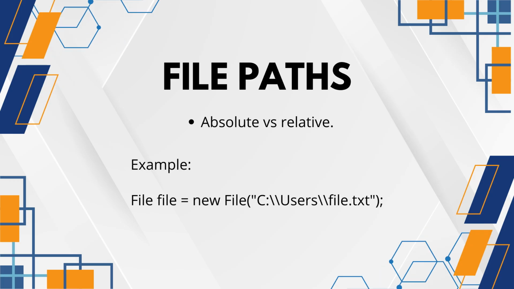To access files correctly, programmers must understand file paths. A file path specifies the location of a file within a computer's storage system. There are two common types of file paths: absolute paths and relative paths. An absolute path provides the complete location of a file, starting from the root directory. In the example shown, the path begins with the drive letter and includes every folder leading to the file. A relative path, on the other hand, specifies a location relative to the program's current working directory. Understanding file paths is important because incorrect paths can cause file-related errors.